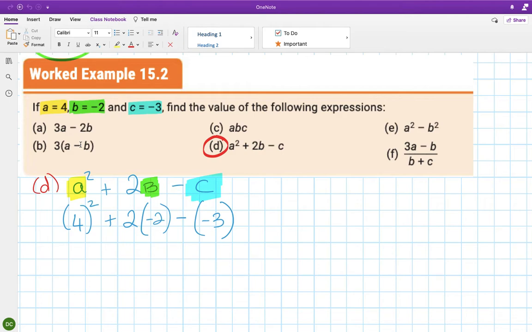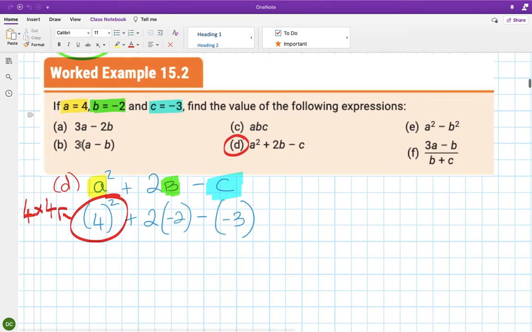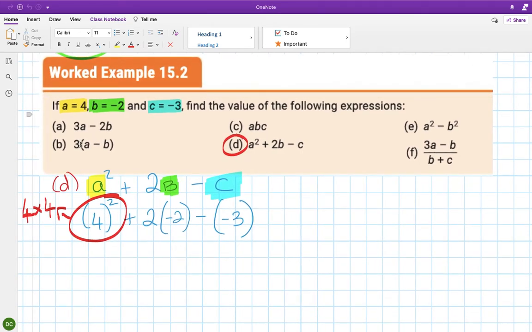Okay, so the first one there, this one, 4 squared means 4 multiplied by 4. And 4 multiplied by 4 is 16. The next one, remember the brackets mean multiply. I'm multiplying a plus number by a minus number. So the signs are different. And do I need to write these rules down again?